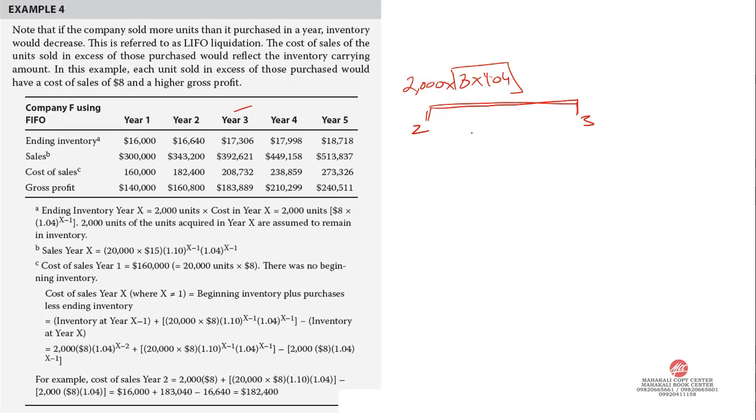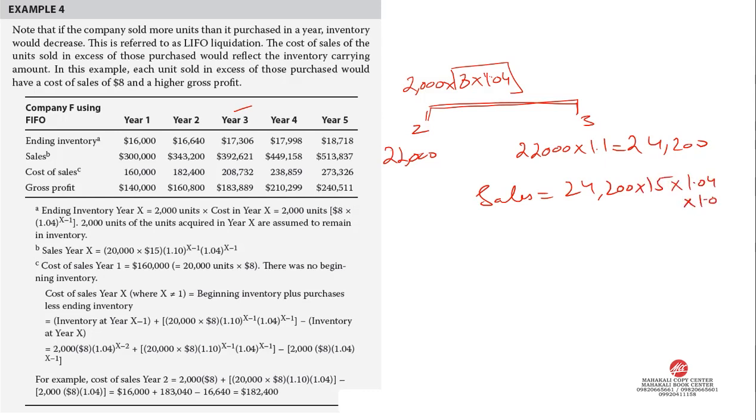Now at the end of second year we made 22,000 units worth of sales. So in year 3, this would be 22,000 multiplied by 1.1. So this would be 24,200. Now your sales would be 24,200 into 15 multiplied by 1.04 into 1.04, because 15 is this year's sale price. It grows by 4% and again by 4%, and you get $392,621. So this is your sales.